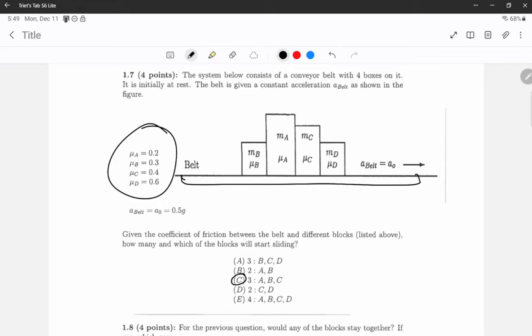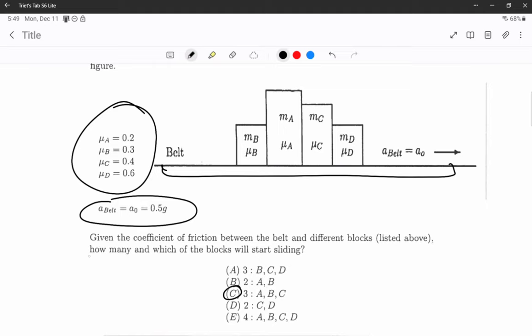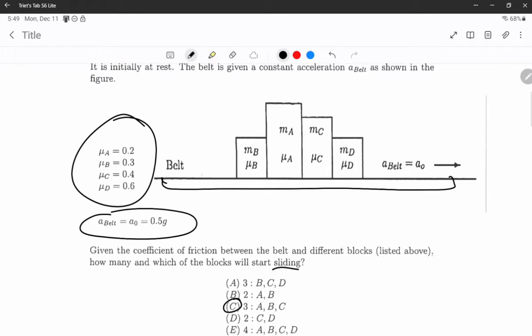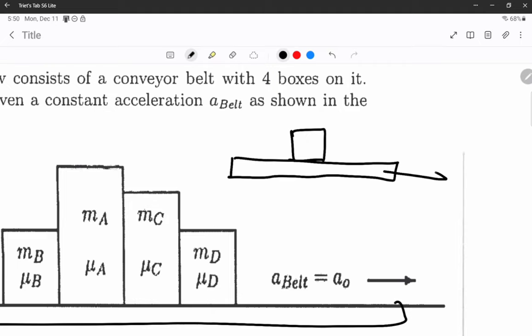And you also have the coefficient of friction between each box and the belt, the surface down here. And we also know the acceleration of the belt, how fast this belt is moving. So now it asks for how many and which boxes will start sliding. What do you mean by sliding, right? Let's make this a very simple case. You have a belt right here, and you have a box, right? And then if this belt starts moving to the right, this box is going to move to the right with the belt. And the reason for that is because there's friction moving the box with the belt, right?